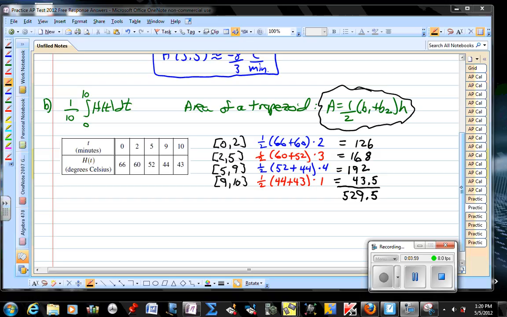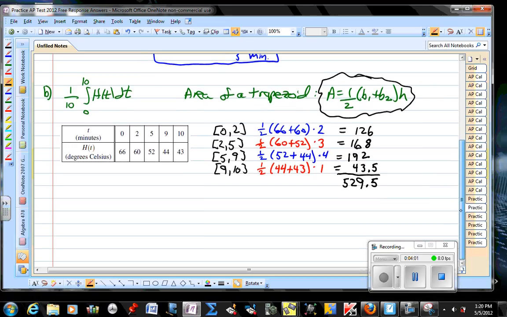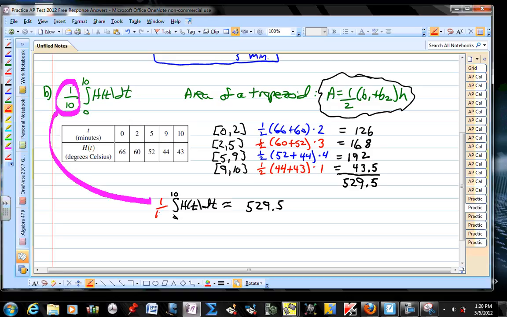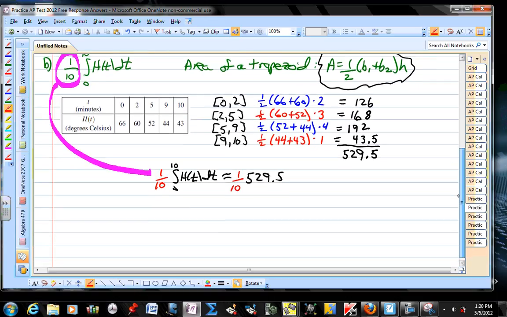Okay, now using our calculators, we calculated this trapezoidal sum. And on the practice test, a lot of students stopped here, but we forgot one thing. What we just found was the integral from 0 to 10 of h of t dt. That's a trapezoidal approximation. So that's what 529.5 is. Now remember, in the original problem, we're trying to find the average value on this interval. So we need to multiply this integral by 1/10. So we have to multiply our trapezoidal sum by 1/10.